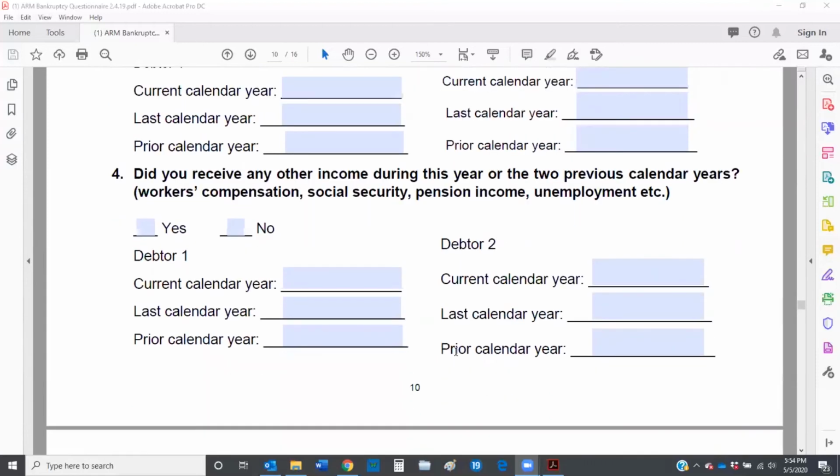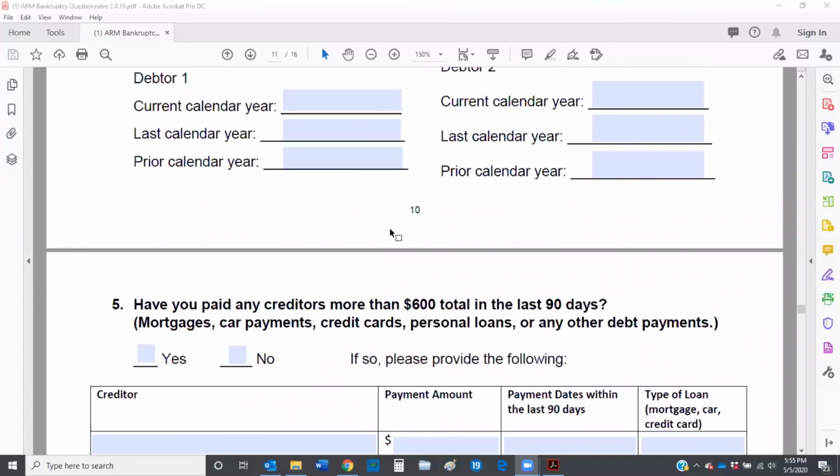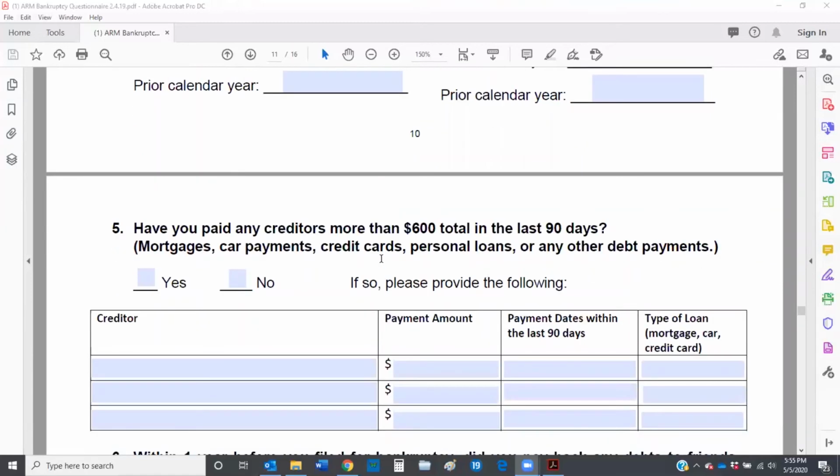The next section asks about other types of income. So this is workers' compensation, Social Security, pension, or unemployment. Again, debtor 1, debtor 2, year to date, last calendar year, and the year before. If you're filling this out, but for some reason we don't file right away, this year to date may change. So make sure you have that information with you when we do the signing so that we can change that information.